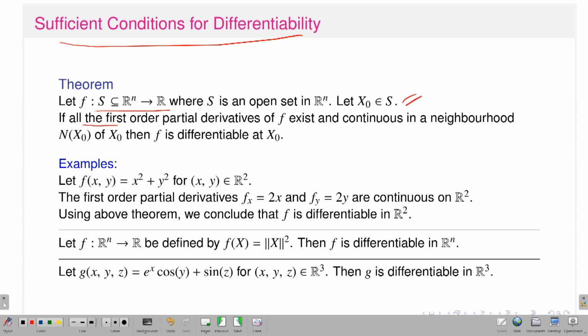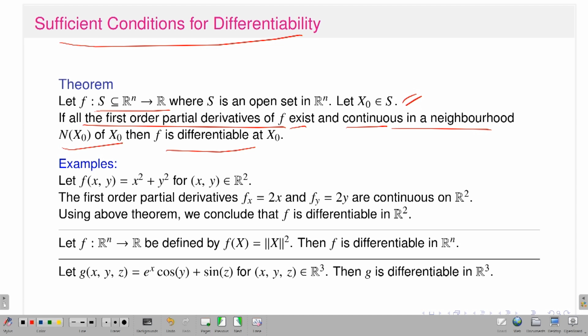Now if all the first order partial derivatives of f exist and are continuous in a neighborhood of x naught, that is very important, then only can I say that my function f is differentiable. In the earlier examples I calculated, the partial derivatives existed but my function was not differentiable. If you calculate the partial derivatives in a neighborhood of the point x naught, you can check that the partial derivative is not continuous. Because if it is continuous, then this theorem tells you that it has to be differentiable, but the function is not differentiable. So I need some more conditions on the partial derivative.